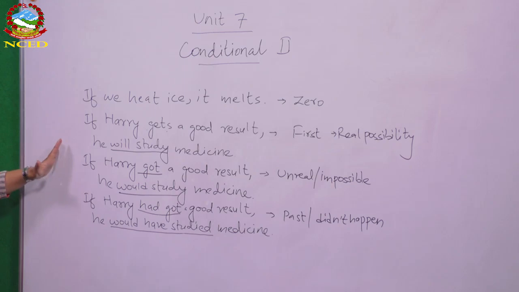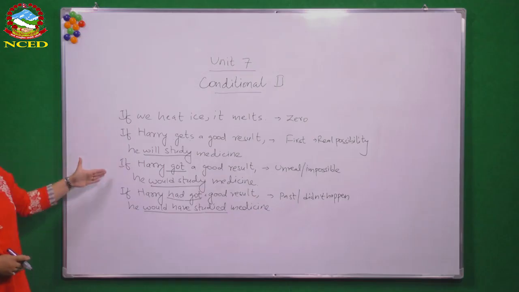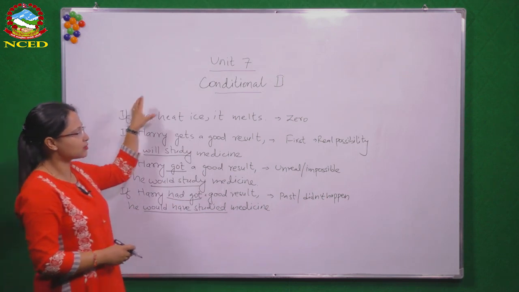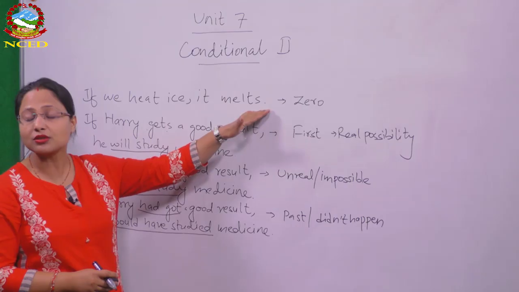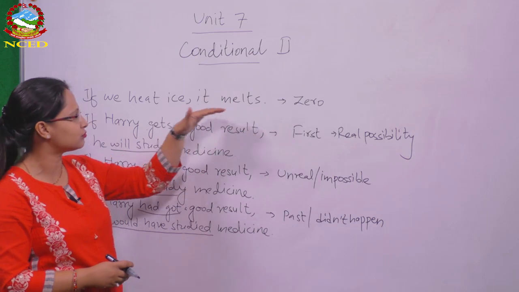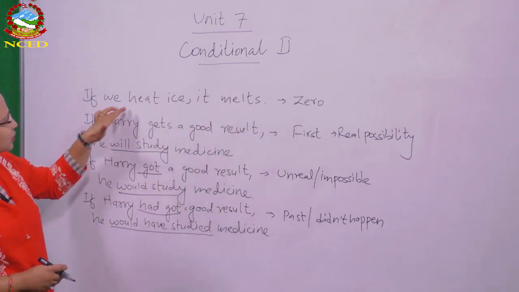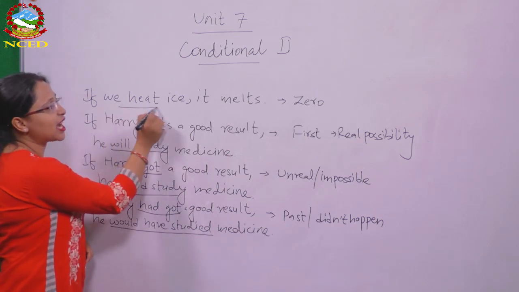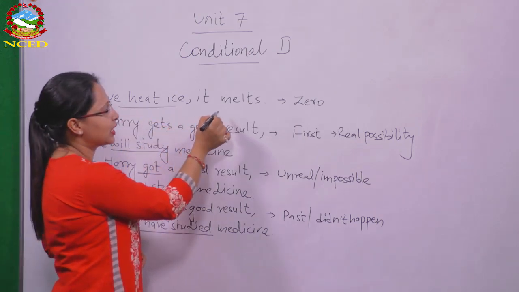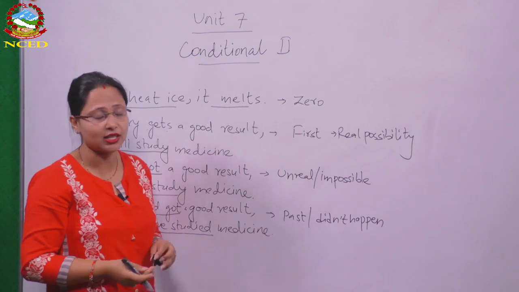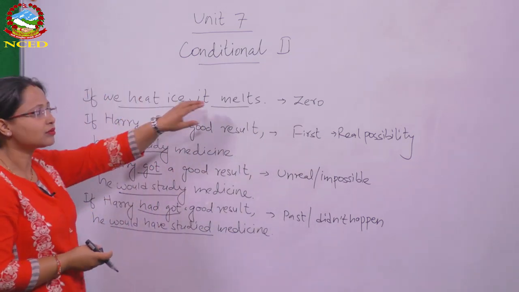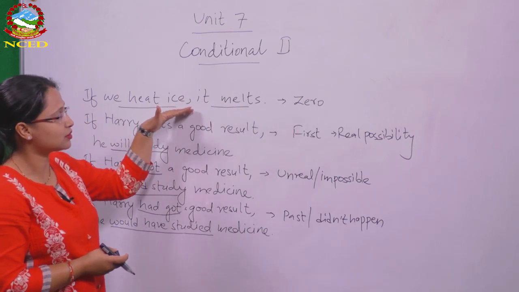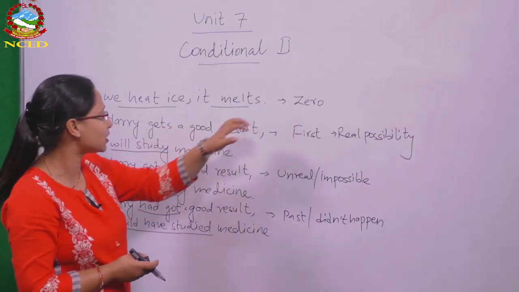So this way, there are basically four types of conditionals. Zero type says about the general truth or something which is always true. We can also explain it as cause and effect. Heating ice can be a cause here, and its melting can be the effect. If we heat ice, it melts. So that's cause and effect. This type of sentence is called a zero conditional.